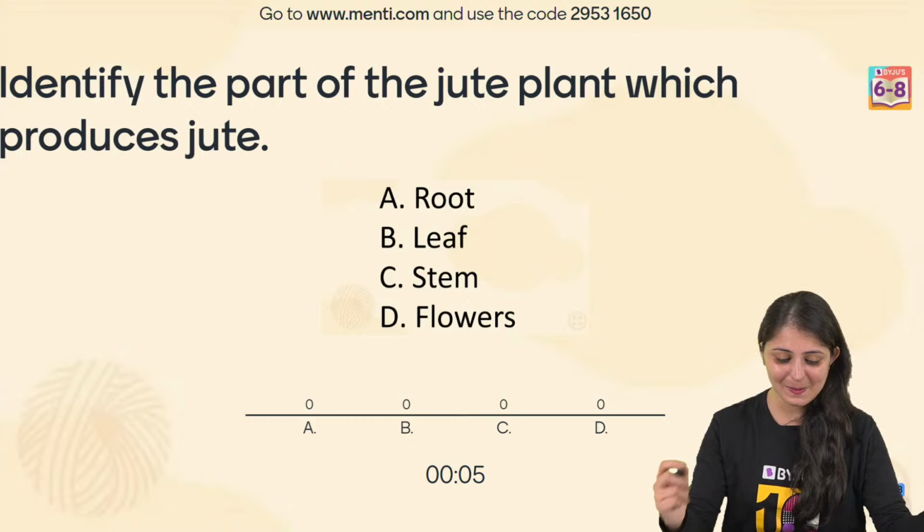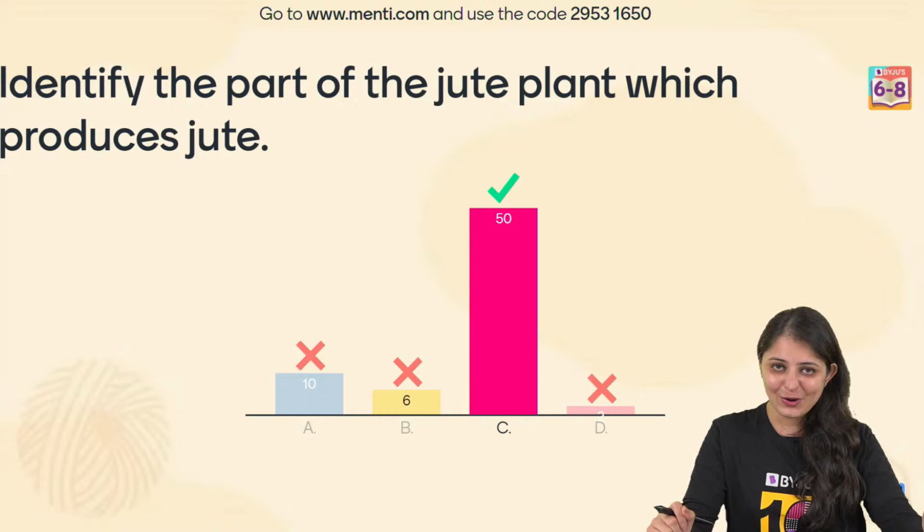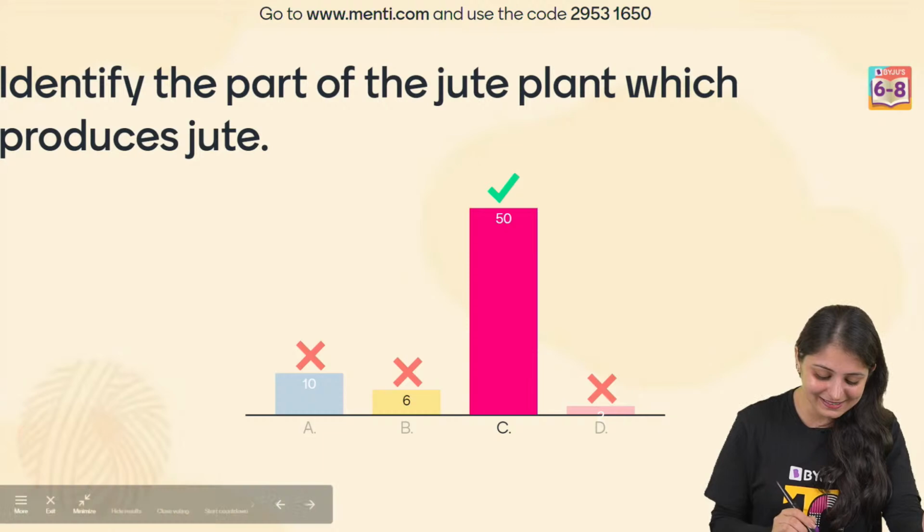Hey, I can see loads and loads of thumbs up. Good, guys. Well done. I can see you have prepared very well. Misclicks are happening, though. Awesome. Majority of you got this one right. Option C, stem. That was the correct answer. So, jute fibers are obtained from the stems of jute plants.